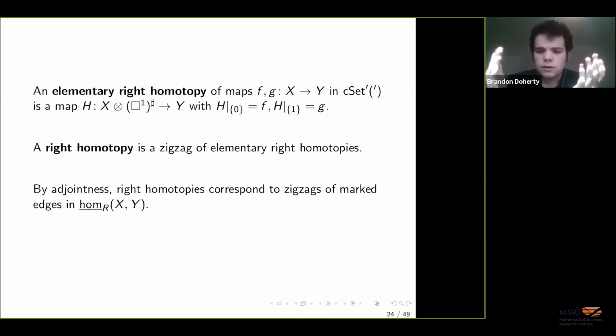And then we can define a right homotopy to be just a zigzag of these elementary right homotopies, basically just taking this elementary homotopy relation and extending to the smallest equivalence relation containing it. And then under the adjunction between tensoring with a fixed cubical set and the right hom, these right homotopies will correspond to zigzags of marked edges in hom R from X to Y.